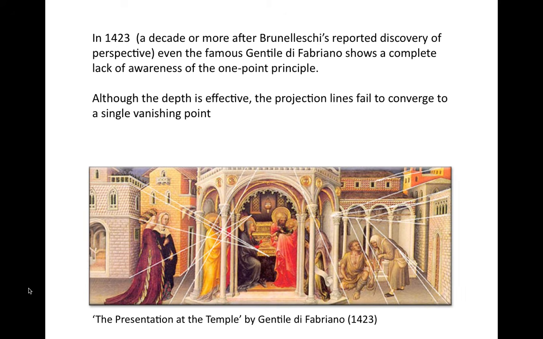This is a famous painter, Fabriano, and it shows a complete lack of awareness of that idea of one-point perspective. So we have illusion of depth, which is effective. You know, he creates that using scale and having lines that seem to recede into space. But when we look at the actual orthogonals that he's using, which have been laid out here with these white lines, you'll notice that they all fail to converge on any single vanishing point.